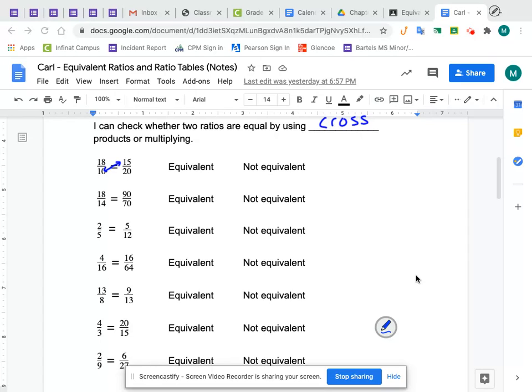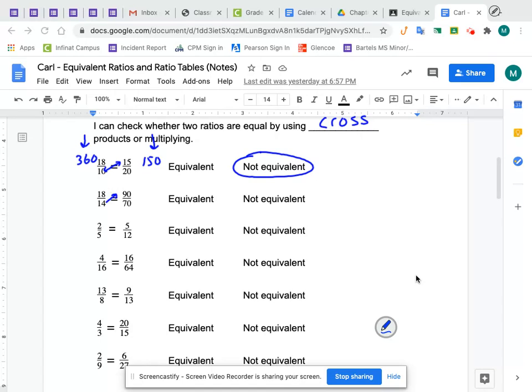So if I do this problem, I have 150 over here, and then 18 times 20 ends up being 360. So these numbers here and here, we want them to be the same. If they aren't the same, it is not equivalent. Moving on to the next one.